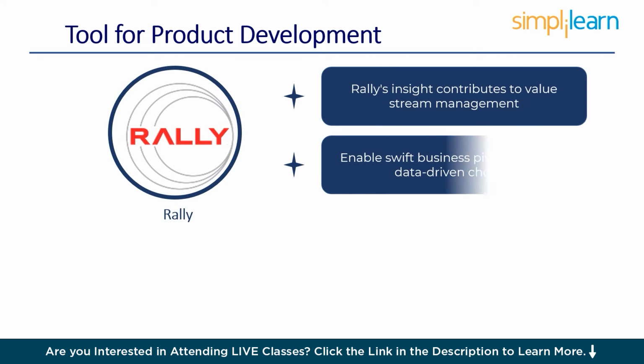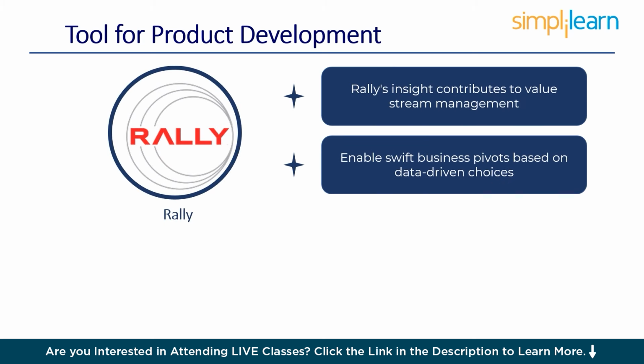The foundation of value stream management is Rally. By enabling business leaders to address challenging issues like how to prioritize capabilities related to development, how capabilities relate to development outcomes, how to track capabilities progress from planning to delivery, and how to find opportunities to optimize flow, Rally's insight contributes to value stream management. Rally is used by value streams to make complicated processes transparent and enable swift business pivots based on data-driven choices. The alternative to Rally for product development is Azure.